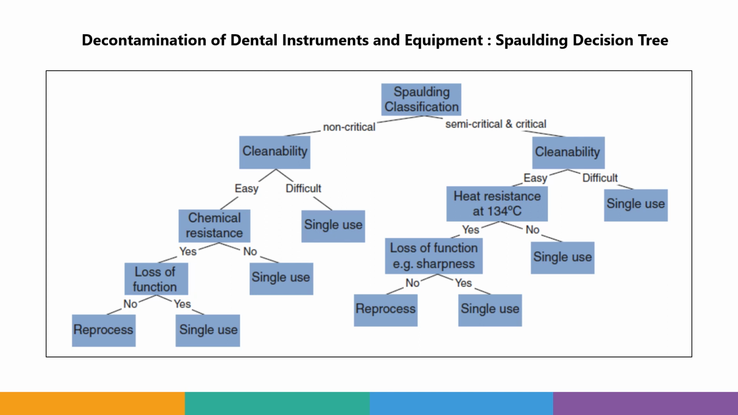The Spalding decision tree can be used to determine the decontamination of dental instruments and equipment. This is based on the Spalding classification that the items can be categorized under non-critical, semi-critical, and critical, which have been alluded to earlier. Factors which determine the decontamination method include whether the items can be easily or with difficulty cleaned, whether they are chemical or heat resistant, and whether they can be reprocessed.